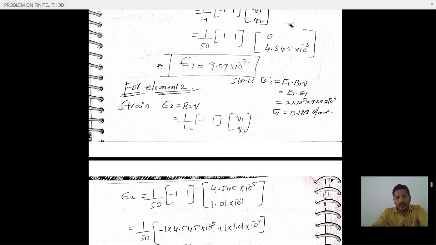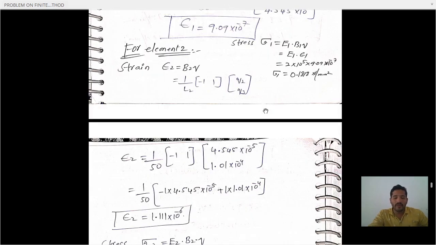After getting the value of strain of the first element, similarly we need to find out the value of stress for the first element. Stress sigma 1 is equal to E1 into B1 into Q. Epsilon 1 value, how much is there? 9.09 into 10 power of minus 7. This E value, how much is that here? 2 into 10 power of 5. If you multiply the whole value, it will become 0.181. The unit of stress is Newton per mm square.